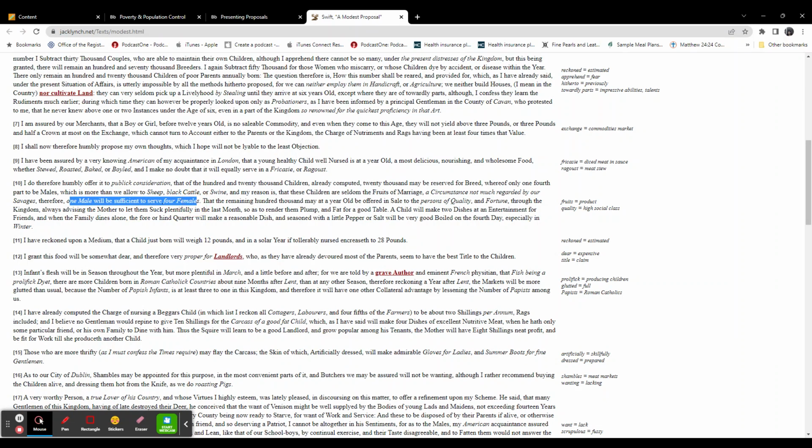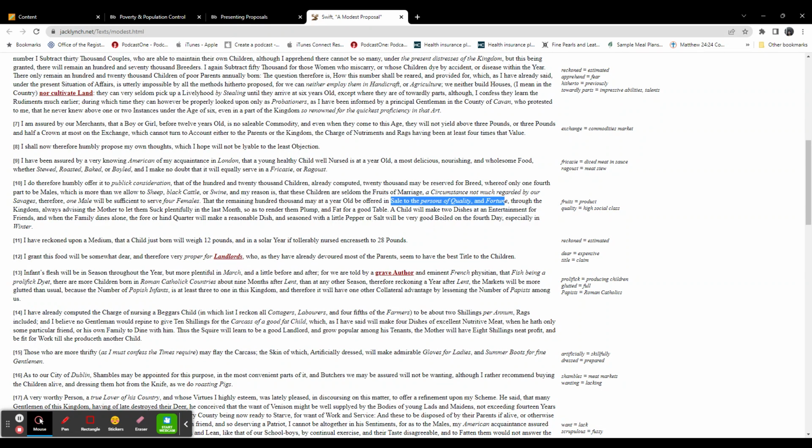So we have to keep this thing going. If we're going to create this new business of eating the children at one year old, then we have to continue to create the product. And that means we're going to have breeders, right? And if we have breeders, one fourth will be males that continue to serve the females, right? That the remaining 100,000 may be at a year old offered and sold to persons of quality and fortune. These are your high social class people, always advising the mother to let them suck plentifully in the last month, so as to render them plump, fat, good for a table.